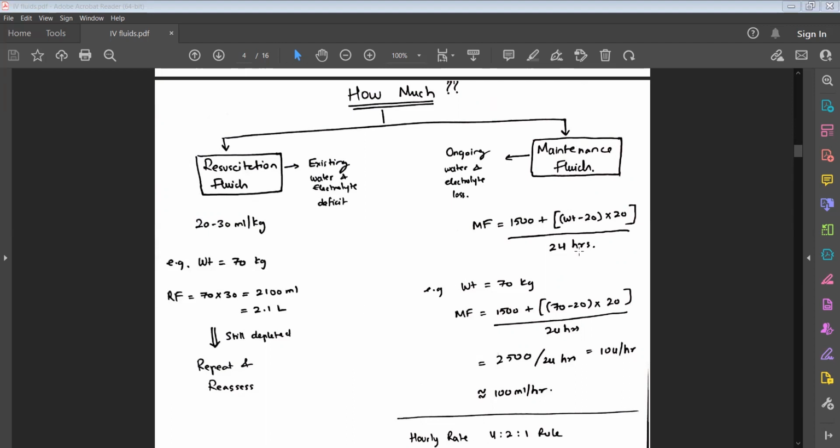Will all your patients require maintenance fluids? No. If a dehydrated patient is coming in, is able to eat and drink, doesn't have any renal dysfunction, and you rehydrate them, you resuscitate them with this formula. Let's say you give them 2.1 liters of fluid bolus. Bolus is usually about 1 liter over a period of 1 hour. You give 2.1 or 2 liters, which is about, you'll give 2 liters over a period of 2 hours.